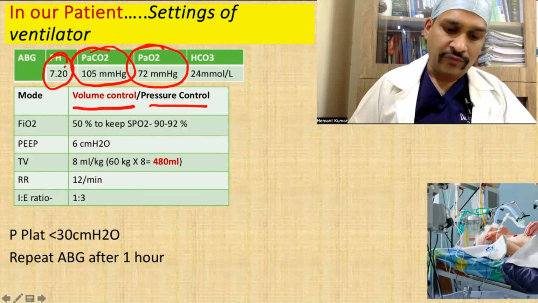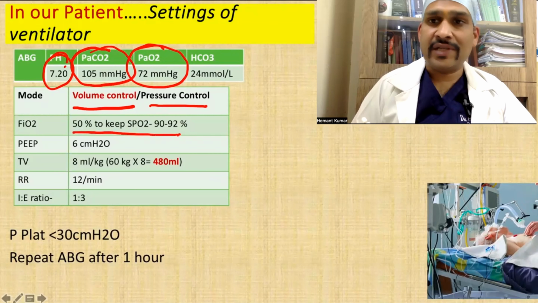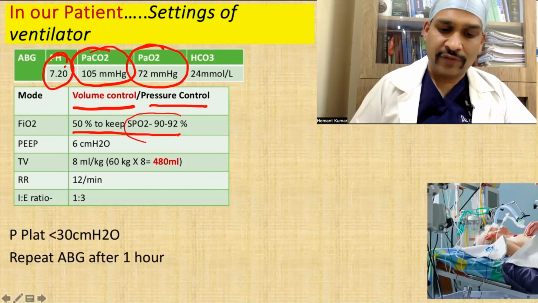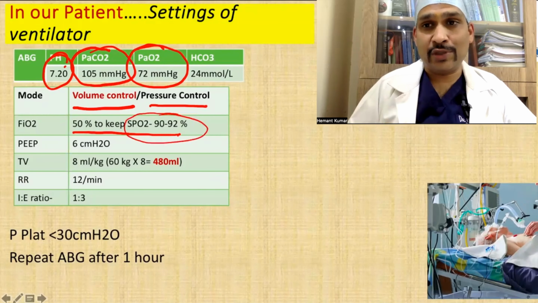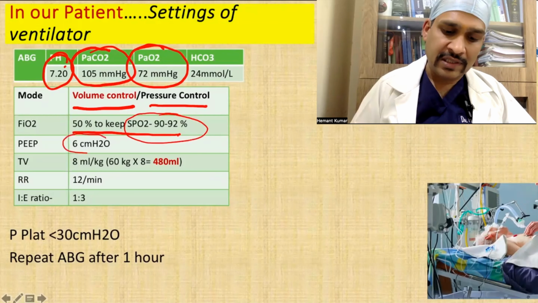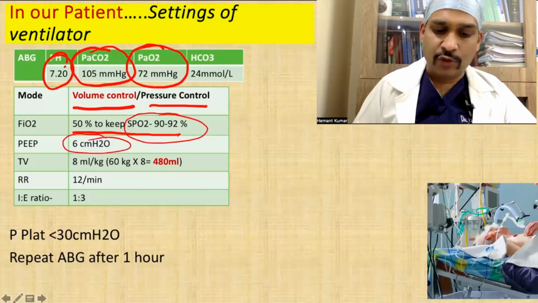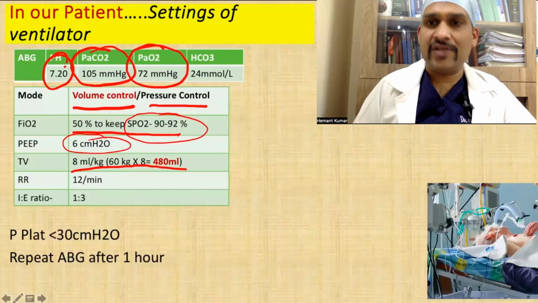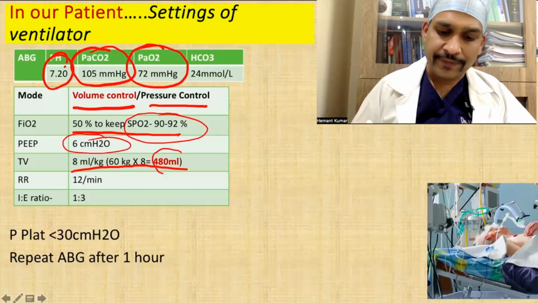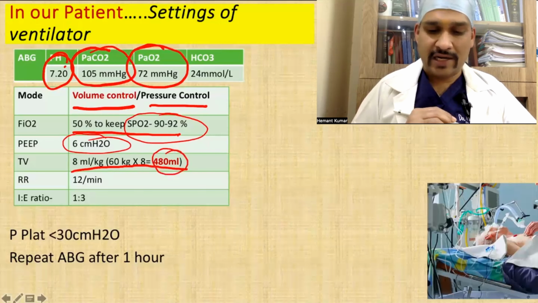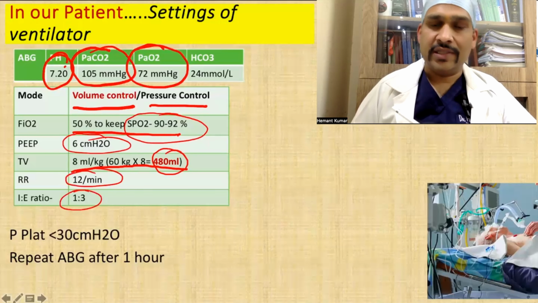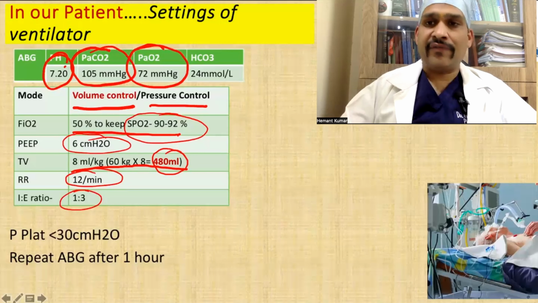So FiO2 50%. We start with 50% and we reduce this to keep saturation at 90 to 92%. We should not keep saturation more than that, otherwise it will increase PCO2. PEEP 6 centimeters of water and tidal volume 8 ml per kg of ideal body weight. Our patient was 60 kg, so we kept 480 ml of tidal volume. Respiratory rate is 12 and I:E ratio is 1:3. So this is the setting we did our ventilation with.